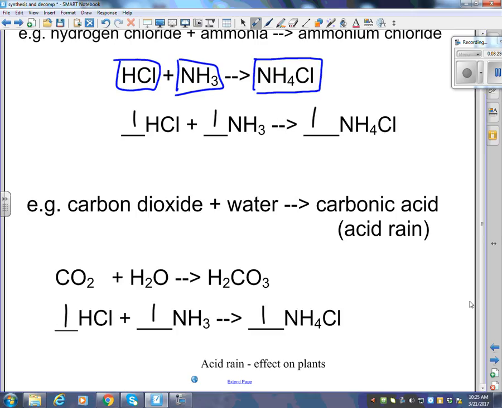Who cares about acid rain, carbonic acid? This is one of the problems with burning fossil fuels, because we're increasing the amount of carbon dioxide in the air. It combines with water to form carbonic acid. And does it have an effect on plants?